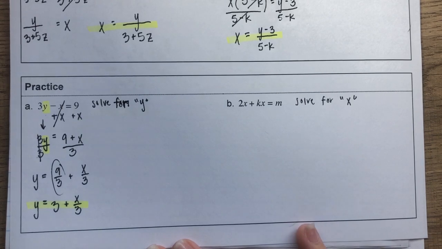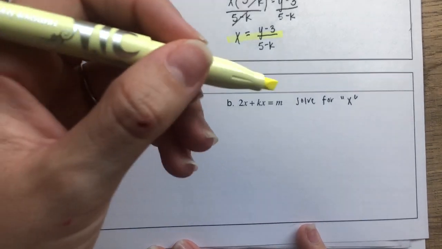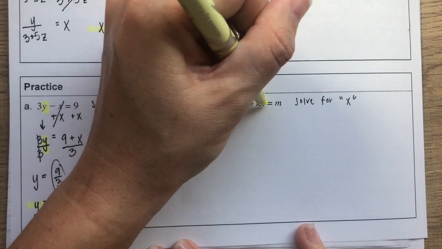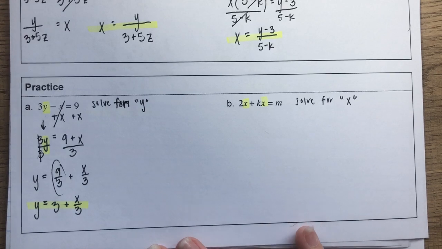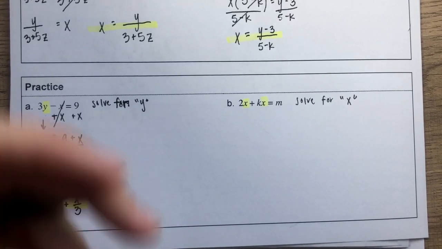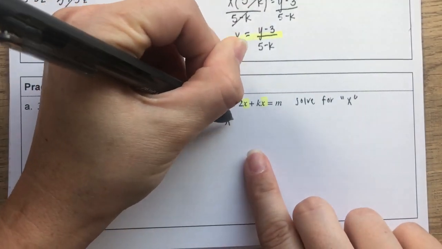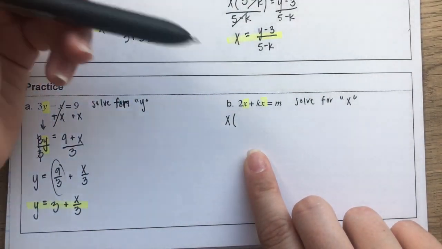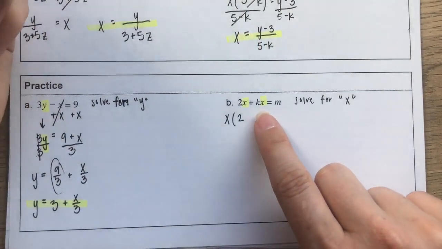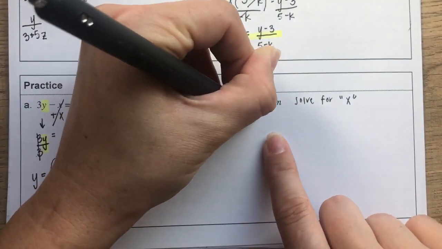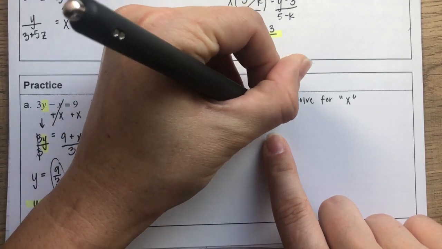And then for b, 2x plus kx equals m, and we want to solve for x. So same thing as in example 2, I have two different terms that have the x in it, so I can't really move everything away. I have to pull that x out first before moving everything away. So when I pull that x out first, I'm doing the opposite of distributing. So when I pull the x out of the 2x, I'm left with 2. When I pull the x out of the kx, I'm left with k, and then equals m.